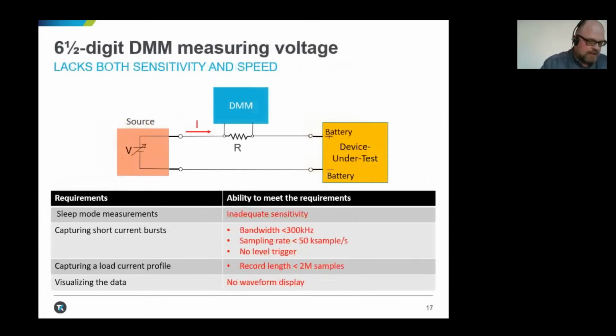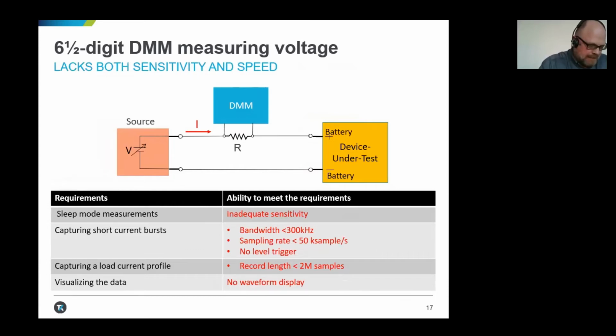Let's look at a good quality DMM measuring voltage. Alas, DMMs are great general measurement tools, but they lack the performance we need. For sleep mode currents, you need a good sized resistor to build up a large enough voltage for the DMM to detect. For example, 100 nanoamp sleep mode current across a 10 ohm resistor builds up only 1 microvolt. Again, when measuring the peak current bursts, the sense resistor will cause a significant voltage drop in the circuit.